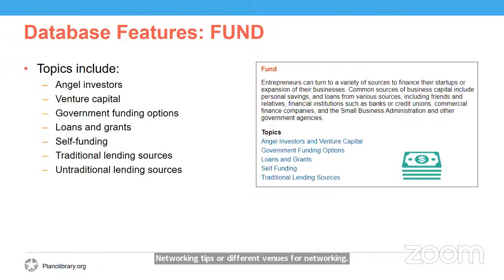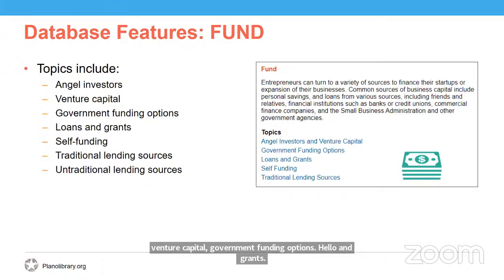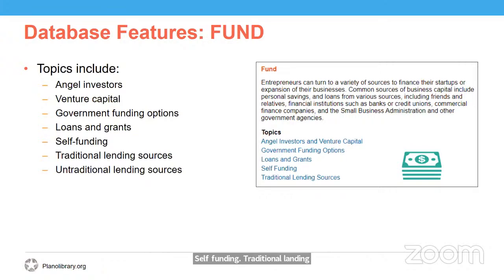The next feature of the Gale Entrepreneurship Database is Fund. The Fund feature is focused on exploring different types of funding sources for your small business. Topics in this category include angel investors, venture capital, government funding options, loans and grants, self-funding, traditional lending sources such as banks, and untraditional lending sources.